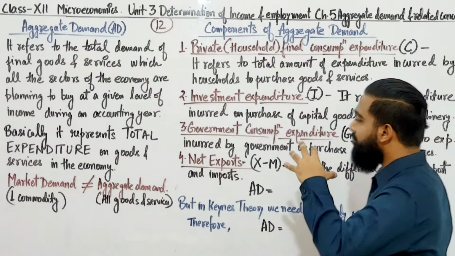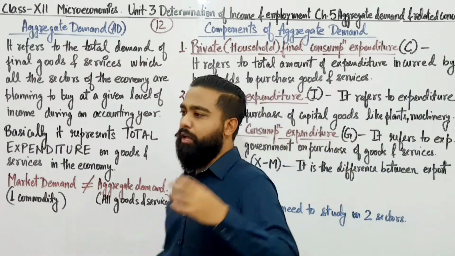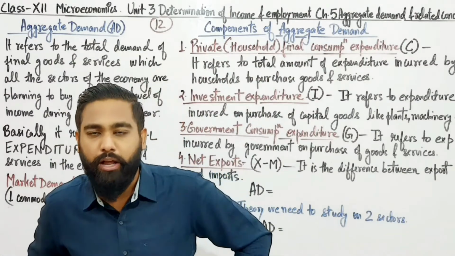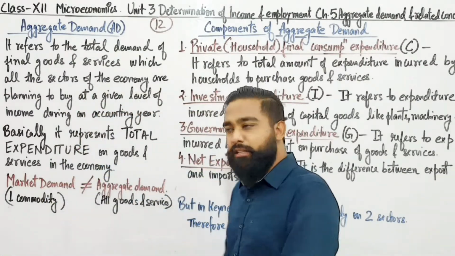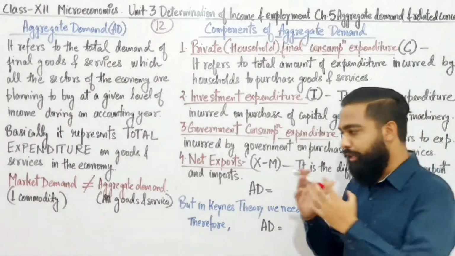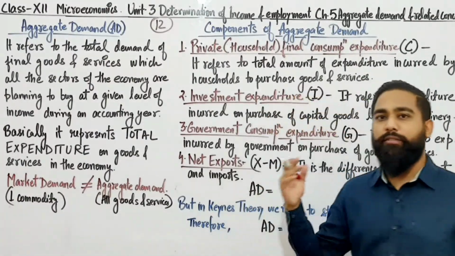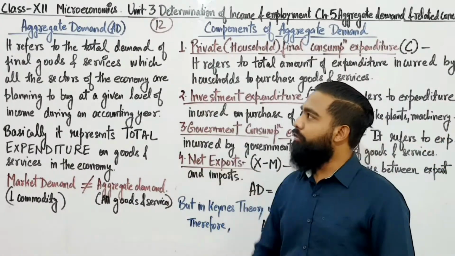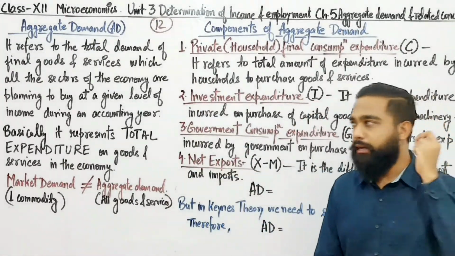Now, the fifth chapter we are going to start is called Aggregate Demand and its related concepts. It's a very easy topic and also a complicated one, so you have to concentrate a lot. Let's start with the first topic, which is aggregate demand, or in short we just write it as AD.